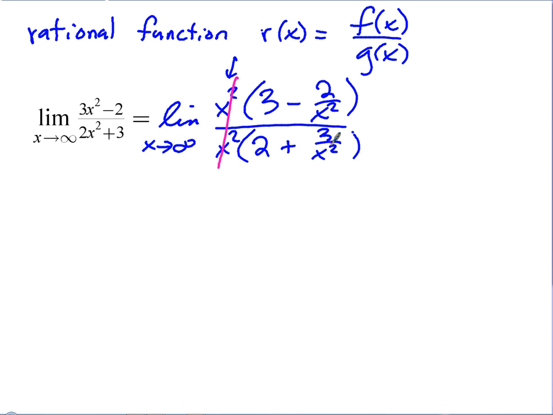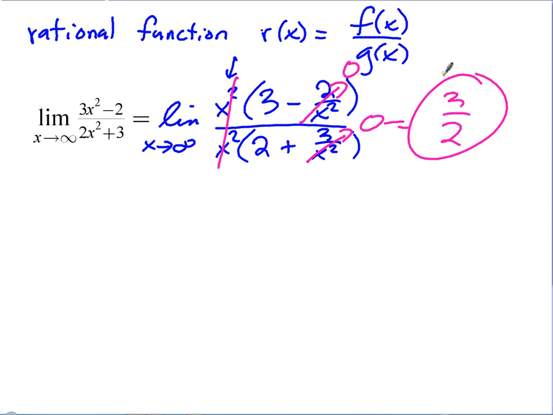Yeah, it gets smaller. It goes to 0. And here's a good way to show that. Those vanish. They go to 0. And so, does he do that too? Yeah. And so you end up with 3 halves. Okay? Okay, so there's one problem to look at.